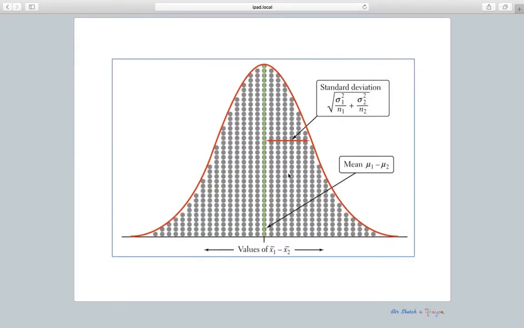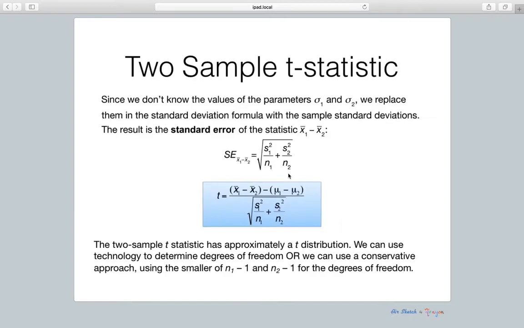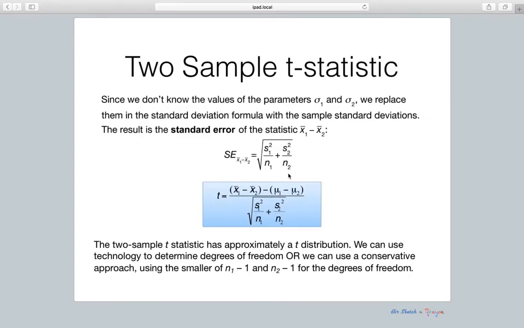All right, there's a visual of what we just said. mu1 minus mu2, standard deviation, normal, as long as the large count condition is satisfied. Okay, so it is going to be a T distribution. Sorry, I misspoke over there. Not necessarily roughly normal. A T distribution looks similar to normal, but we know has heavier tails.